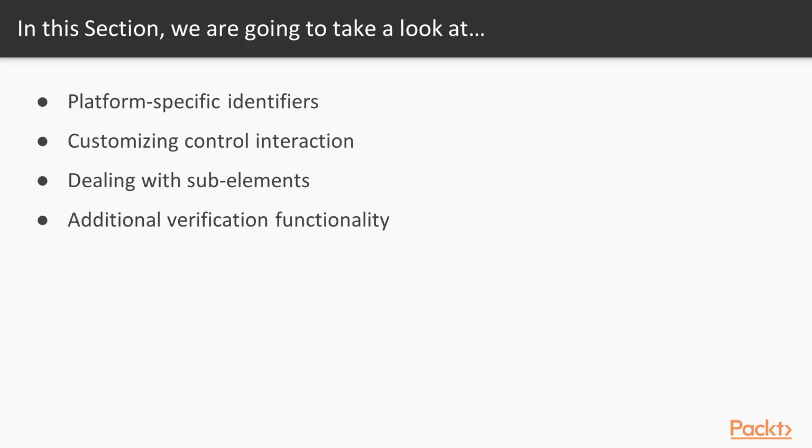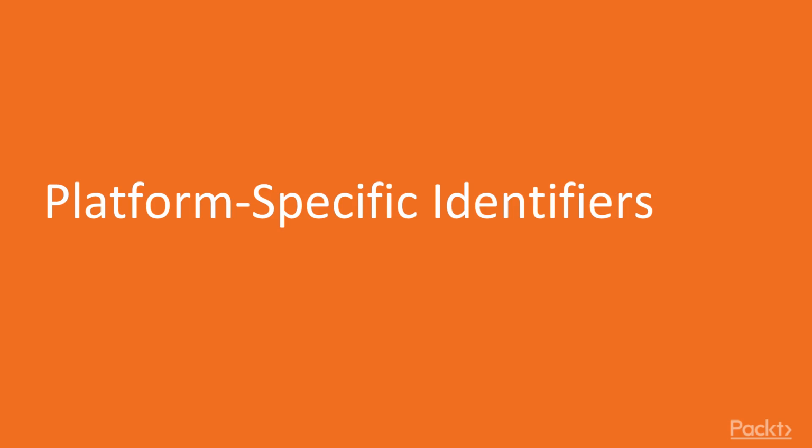Firstly, we'll take a look at platform-specific identifiers and how to deal with multiple independent platforms. Secondly, we'll work on customizing elements behavior to make custom elements compatible with standard elements. Then, we'll take a look at how to deal with compound elements containing sub-items. And, in the end, we'll go through some additional functionality which helps us with the verifications and which would be helpful in the future. In first video, we'll take a look at platform-specific identifiers.